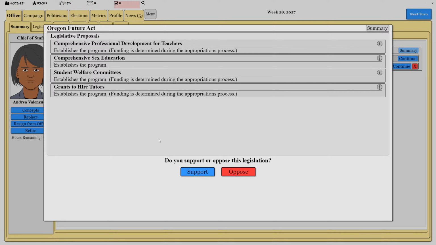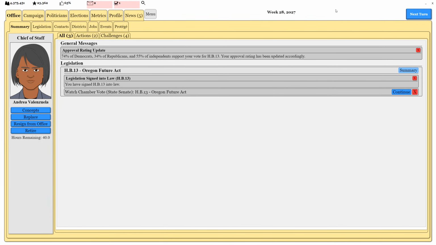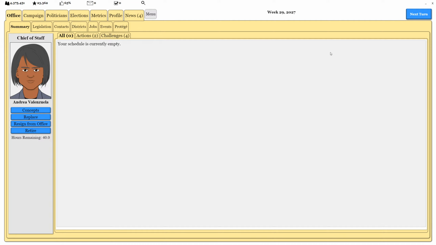All right, legislative proposals: comprehensive professional development for teachers, comprehensive sex education, student welfare committees, and grants to hire tutors. While establishing those programs, we will go ahead and sign this into law.